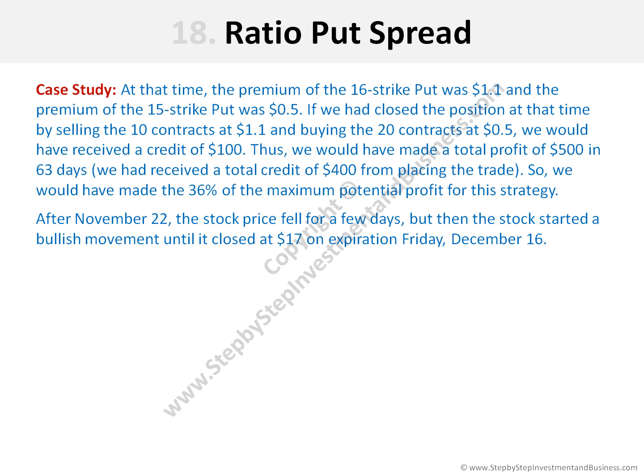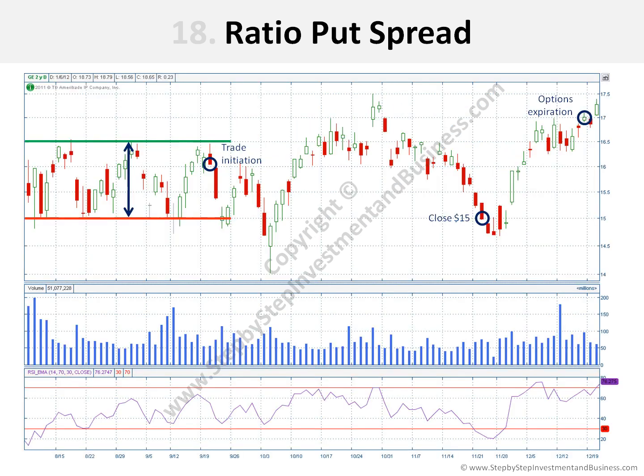After November 22, the stock price fell for a few days, but then the stock started a bullish movement until it closed at $17 on expiration Friday, December 16. That can be seen here. It closed at $17 on the expiration date of the options.